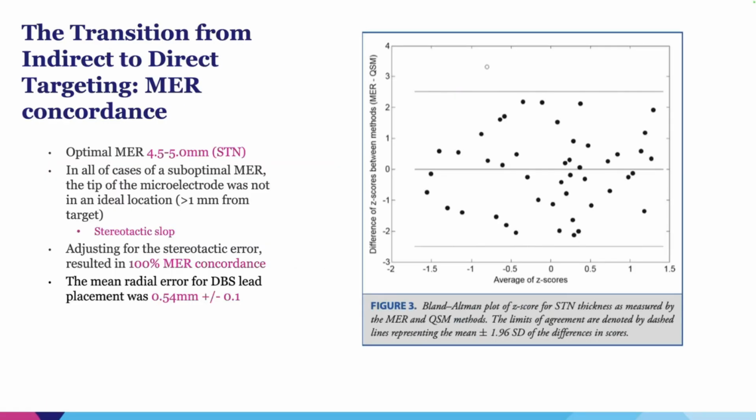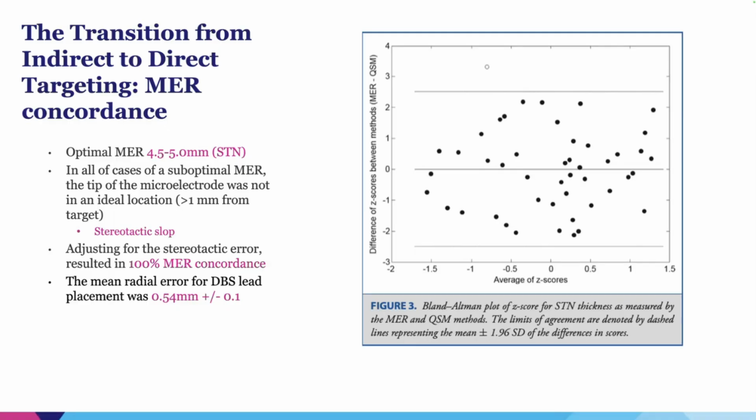In this particular study, we looked at what was optimal microelectrode recording thickness, which was sort of traditionally for STN somewhere around 4 to 5 millimeters of thickness of STN along a trajectory of MER. And what we found in the study was that in all cases of suboptimal MER, and this was done through intraoperative CT scan, the tip of the microelectrode was not in an ideal location. It was greater than 1 millimeter from the target.